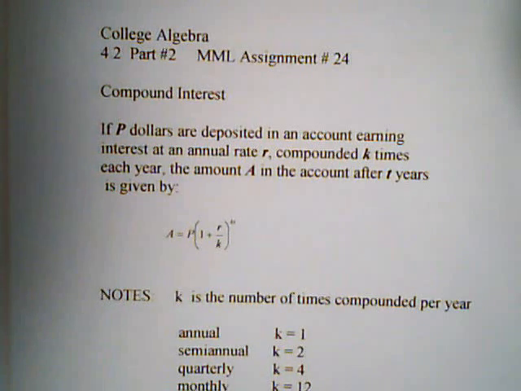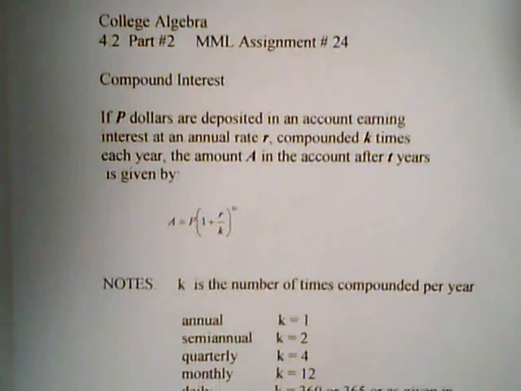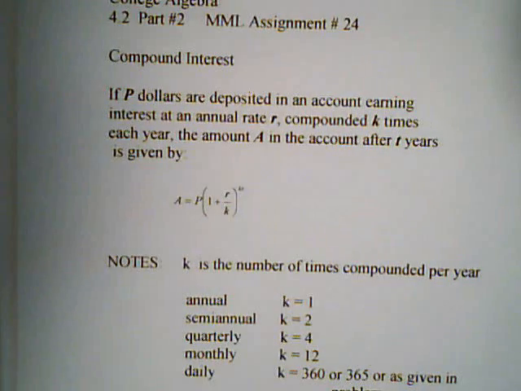This video is on section 4.2. It correlates with your My Math Lab assignment number 24. This will be the second assignment that you have on section 4.2. We will be finding compound interest, and I think of all of our assignments, this is probably one of the most useful ones for you. You will find yourself all through life using a formula such as this, whether you're investing money or borrowing money.